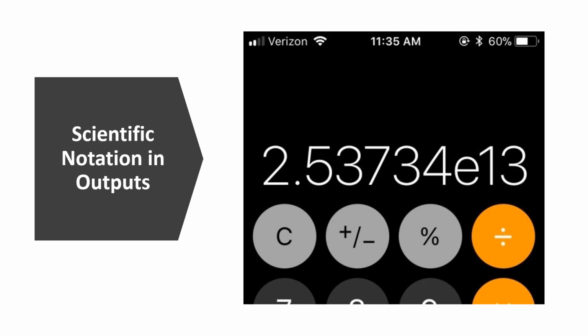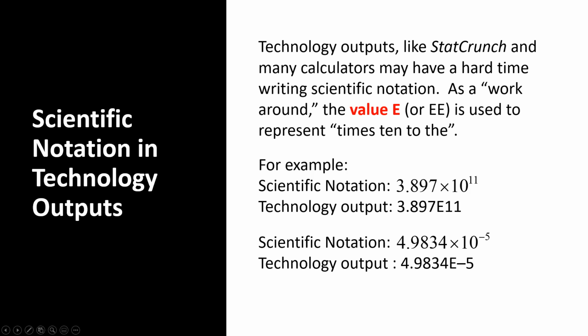So why is scientific notation important in statistics? Because many software outputs, say a cell phone or a graphing calculator or even StatCrunch, if the numbers are very large or very small, we have to be able to know what these numbers mean. And this is especially true when we start talking about what's called the p-value.